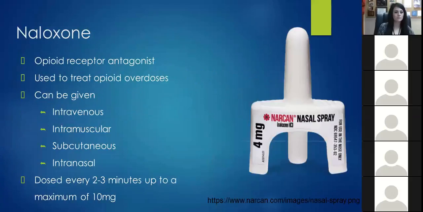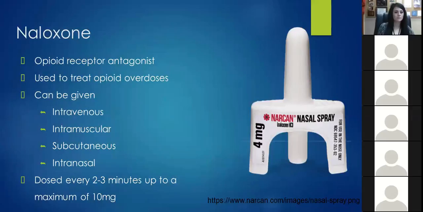So naloxone is also an antagonist, but like I said, it's only used in overdose situations. On the right is a picture of one of the forms of it. So naloxone can be given many different ways. It can be given IV, it can be given IM, it can be given subcutaneous or intranasal. And so on the right is the intranasal form. So what you do is you have your 2 fingers and you push the plunger up into somebody's nose and it should get them out of it.